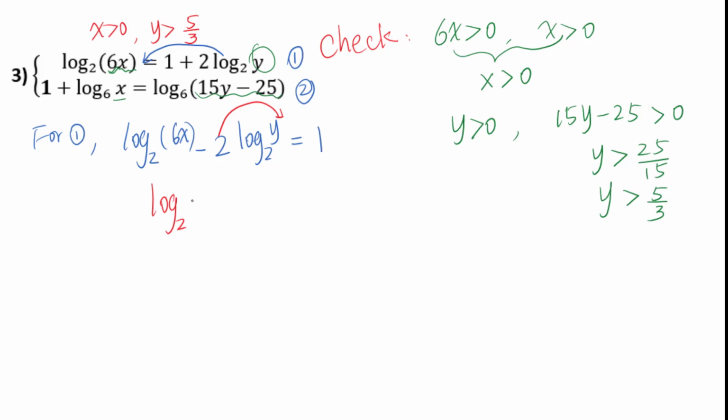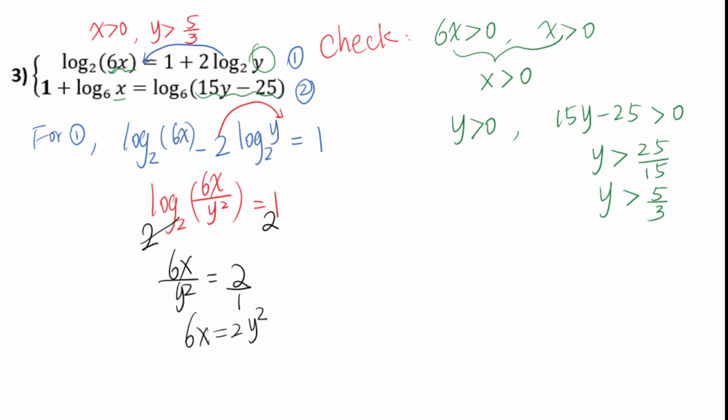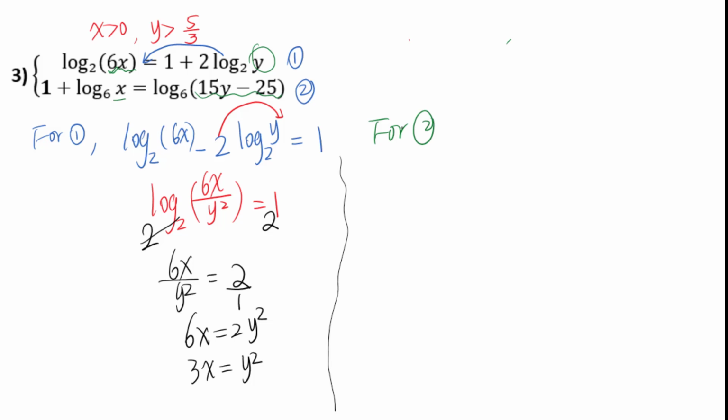log base 2 of 6x over y squared equals 1. Then we will raise base 2 to both sides. 6x over y squared equals 2. Then cross multiply. 6x equals 2y squared, divided by 2. 3x equals y squared. For the second equation, still, this is a logarithm equation.